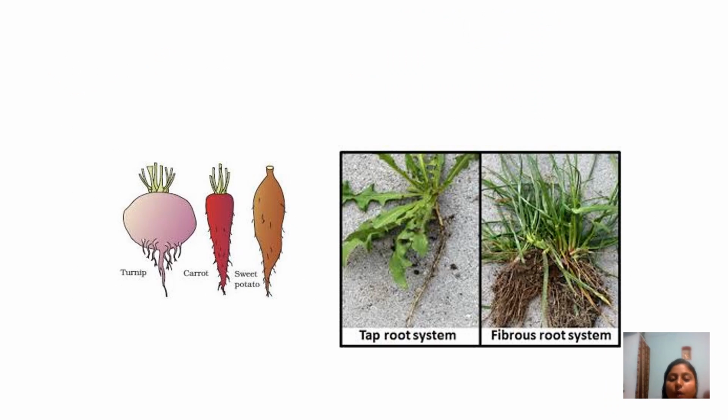Now here are some examples for you. These are the roots which we eat, like turnip, carrots, and sweet potato. These all come under roots. Here is the taproot system and these are the fibrous root systems.